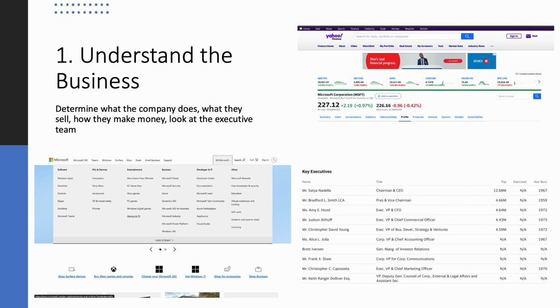Our first step is that we're going to try to understand the business. So we've picked a bunch of stocks that we potentially want to invest in, and now we're going to do our research. We're going to figure out what the company does, what they sell, what products and services they have, how they make money, and we're going to look just at a broad overview of the executive team. I've selected Microsoft as an example for this whole video.